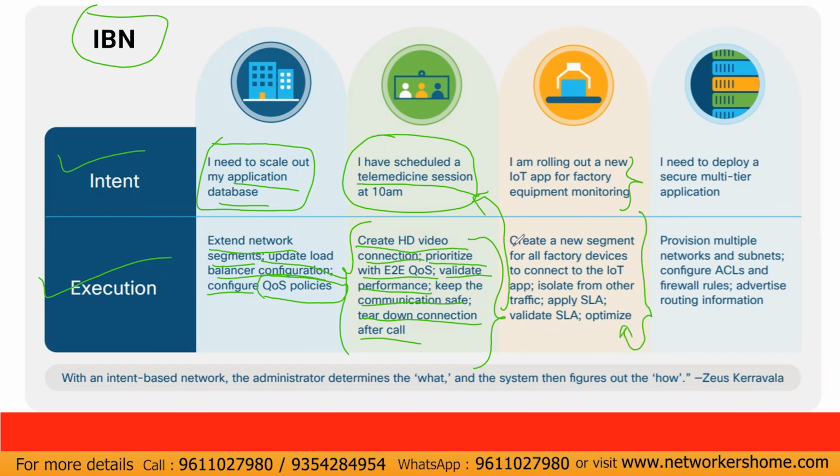A new, entirely separate IoT segment has to be created for all the IoT devices which are connected in the factory, or in the headquarters, whatever it is. Create a new segment for all factory devices to connect to the IoT app. The important thing is to isolate it from the general network traffic, because IoT devices are more vulnerable to attacks.